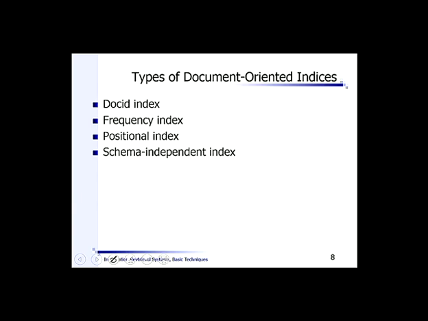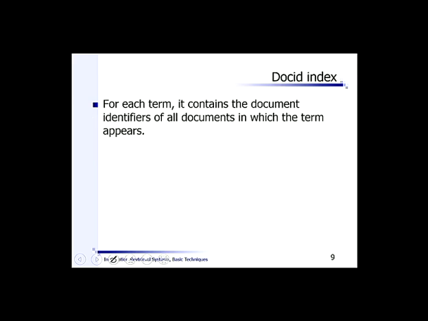Now there are different types of document-oriented indices. We'll talk briefly about them. We have the doc ID index, frequency index, positional index, and schema-independent index. So the doc ID index, for each term, contains the document identifiers of all documents in which the term appears. So it simply contains the document identifiers.